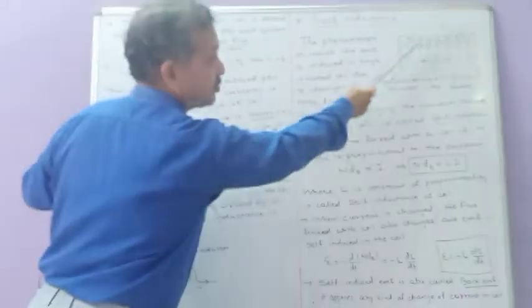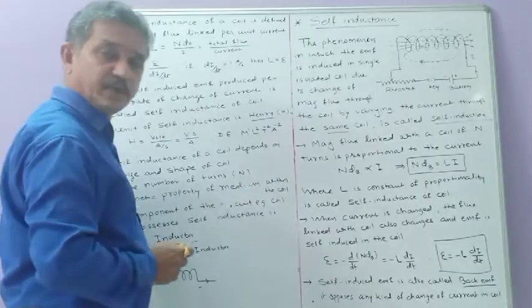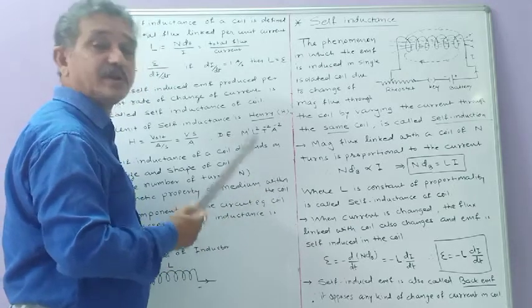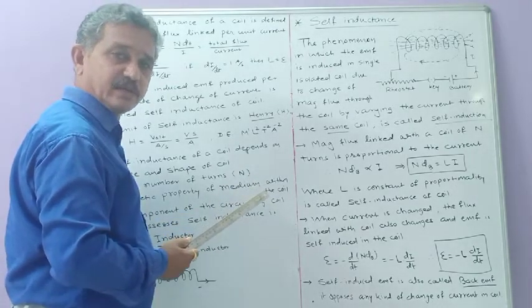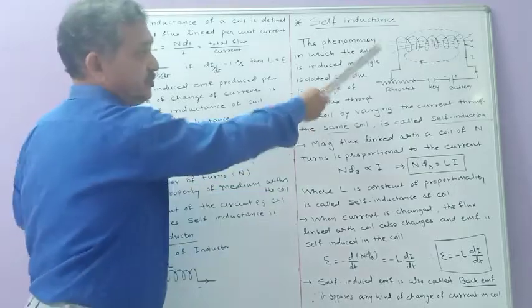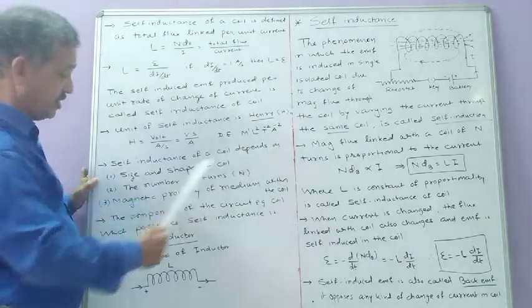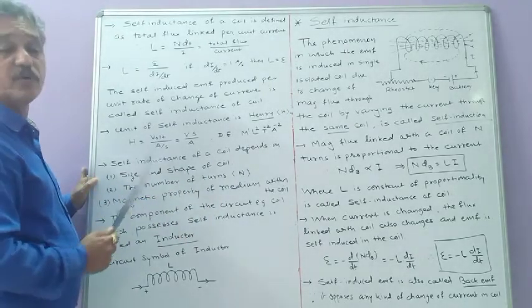और इनसाइड दिस कॉइल, विच मटेरियल यू आर कीपिंग, वेदर इट इज एयर मीडियम और इट इज एनी अदर मैग्नेटिक प्रॉपर्टी material medium is there. So depending on medium also you have the value of self inductance. So this self inductance of a coil depends on size and shape of the coil.